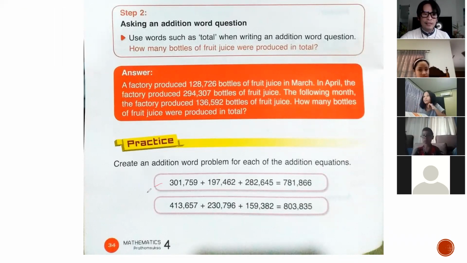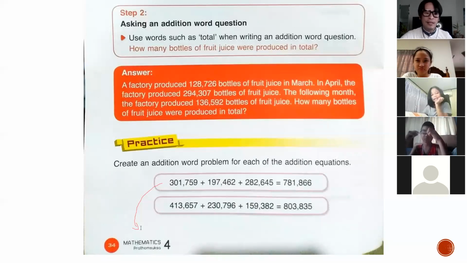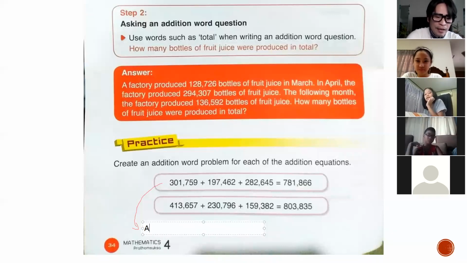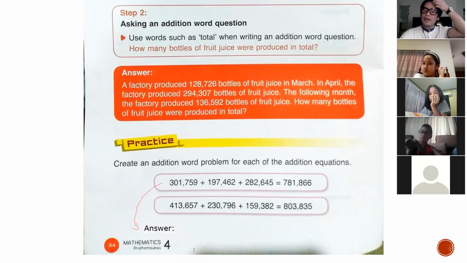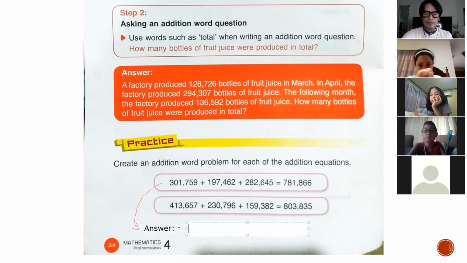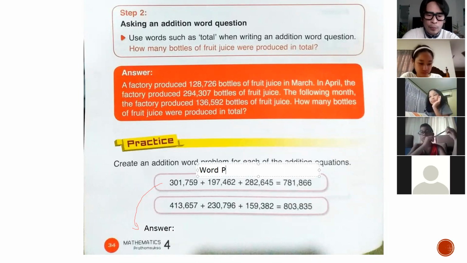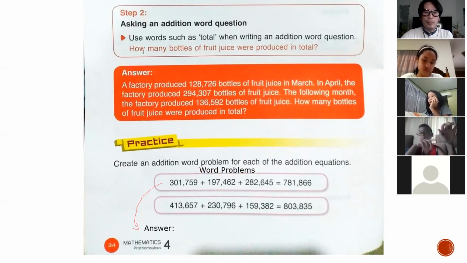So for example, if you choose the first equation, you write answer right away like this. You copy the equation that you like, and then you make a story. So in your notebook, write the title word problem. So you have to write word problems like this. If this is your notebook, you have to underline word problems.